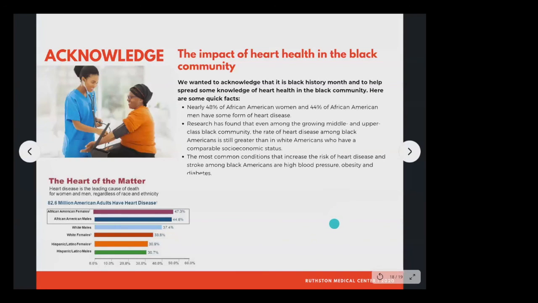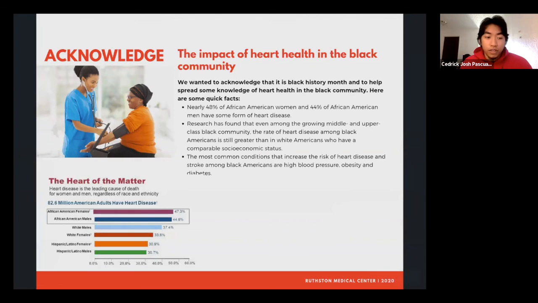Okay, so for this slide, we just wanted to acknowledge that it's Black History Month, and we just wanted to quickly talk about the impact of heart health in the Black community. One of the facts is that nearly 48% of African American women and 44% of African American men have some form of heart disease. That's especially high. That's almost 50% of the community suffering through different types of heart diseases.